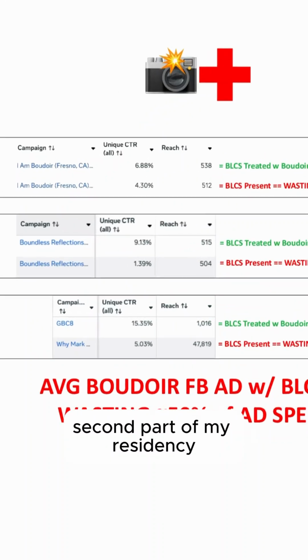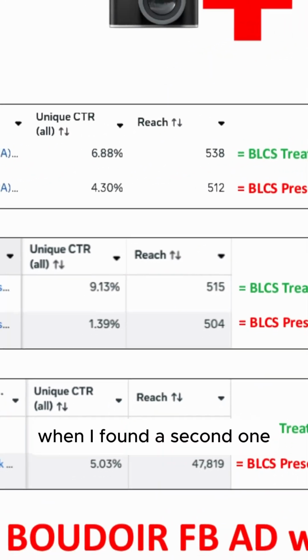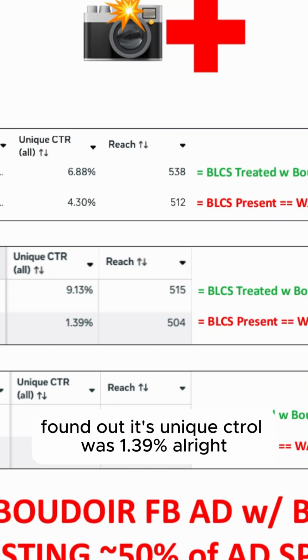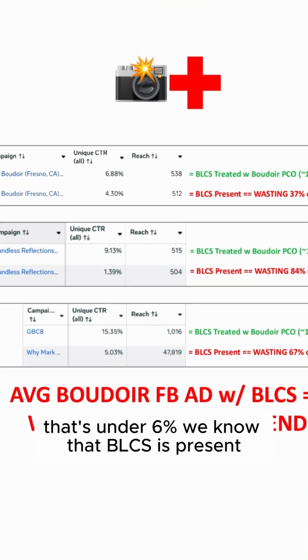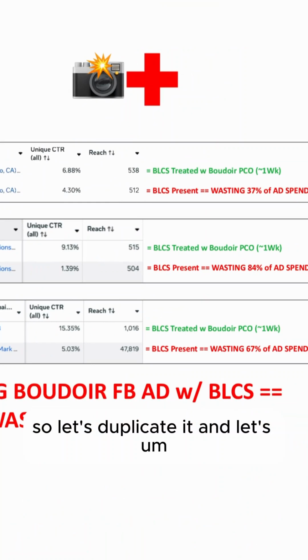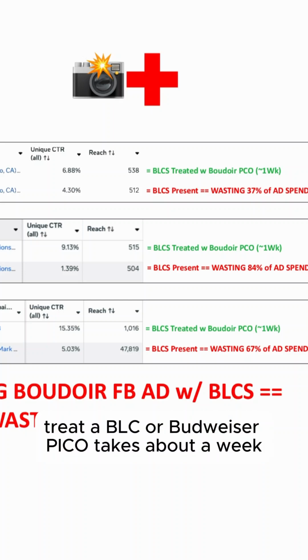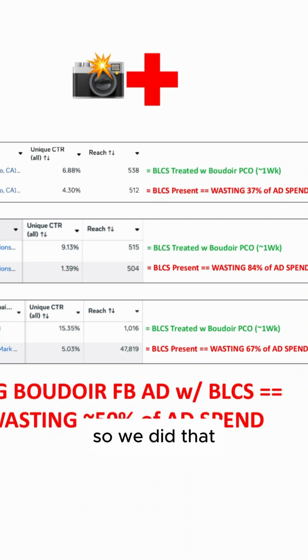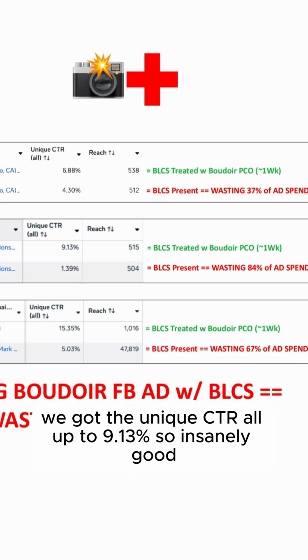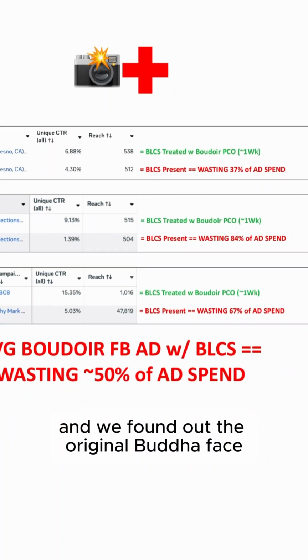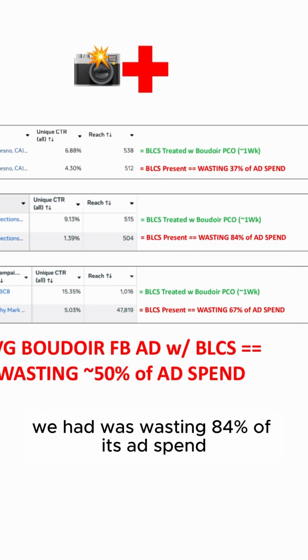Next, second part of my residency, I went out and found a second one, brought it to the hospital, tested it, found its unique CTR all was 1.39%. All right, that's under 6%. We know that BLCS is present. So let's duplicate it and let's treat it with Boudoir Pico. It takes about a week. So we did that. We got the unique CTR all up to 9.13%. So insanely good. And we found out the original Boudoir Facebook ad is wasting 84% of its ad spend.